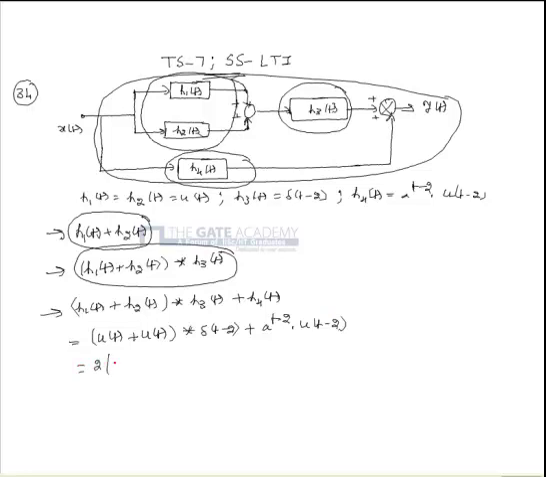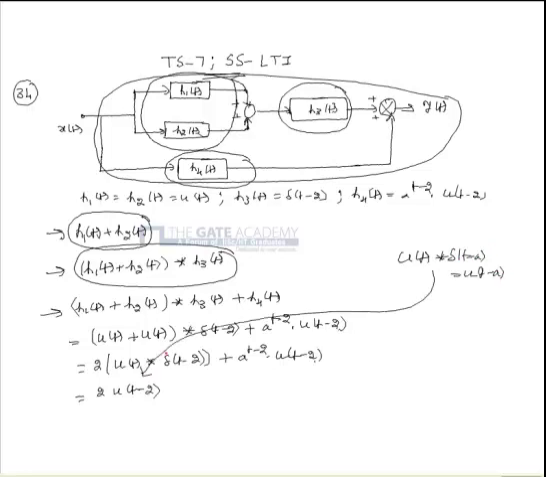This is equal to 2 u(t) star, where star is a convolution, delta(t-2) plus a^(t-2) multiplied by u(t-2). This can be written as 2 u(t-2). This is because u(t) convolved with delta(t-a) is equal to u(t-a). Using this identity, we get u(t-2).